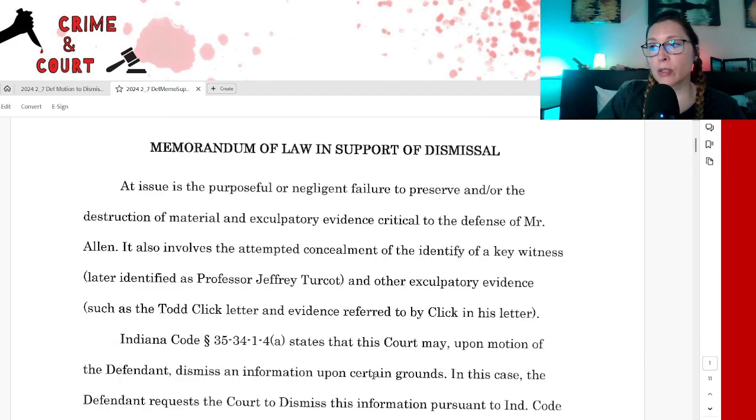All right, so memorandum of law in support of dismissal. At issue is the purposeful or neglectful failure to preserve and/or the destruction of material and exculpatory evidence critical to the defense of Mr. Allen. It also involves the attempted concealment of the identity of a key witness, later identified as Professor Jeffrey Turcotte.